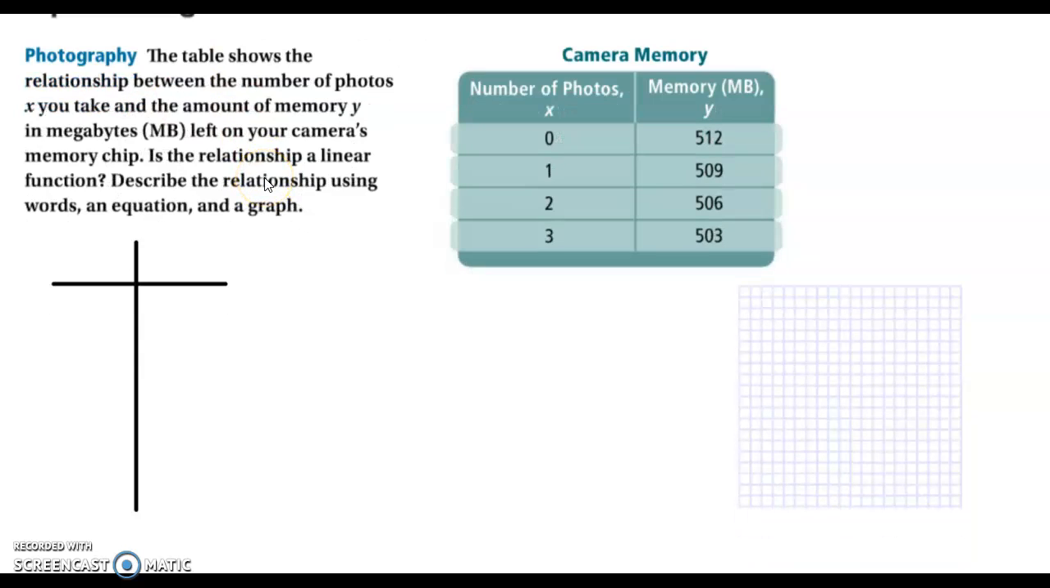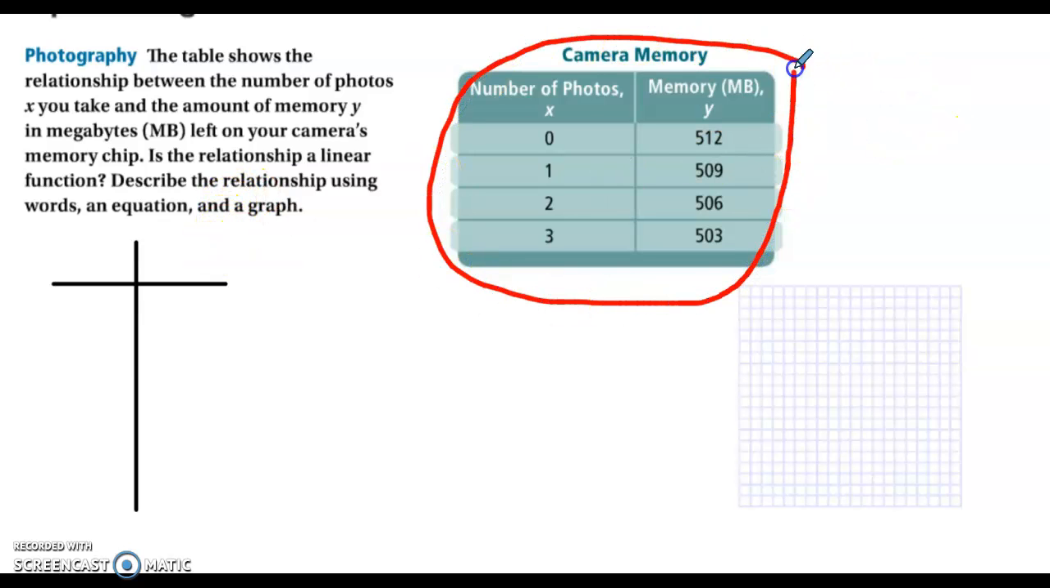So here, the table shows the relationship between the number of photos x you take and the amount of memory y in megabytes left on your camera's memory chip. Is the relationship a linear function? Describe the relationship using words, an equation, and a graph. So we already have our table right here.